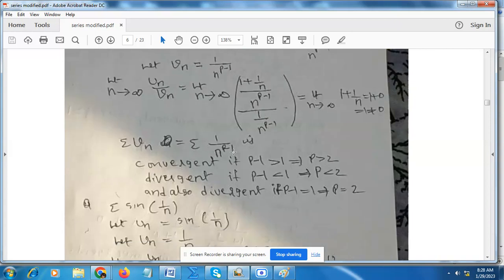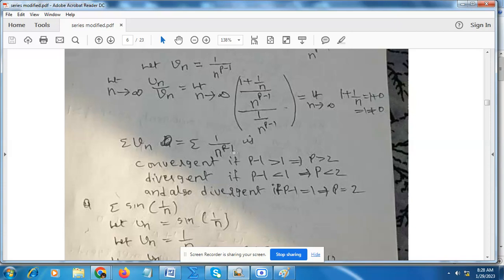Vn. Vn is 1 by n power p minus 1. Okay, it is in the form of a p series, but we don't know the p. Sigma 1 by n power p minus 1 is convergent if p minus 1 is greater than 1, that is, p is greater than 2. Divergent if p minus 1 is less than or equal to 1, of course, p is less than 2.